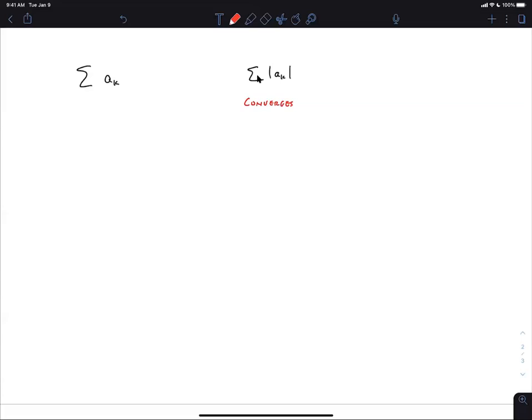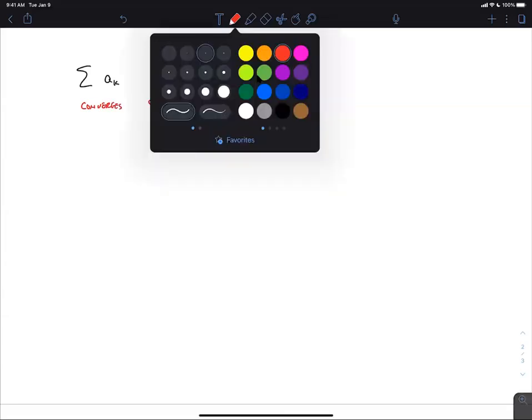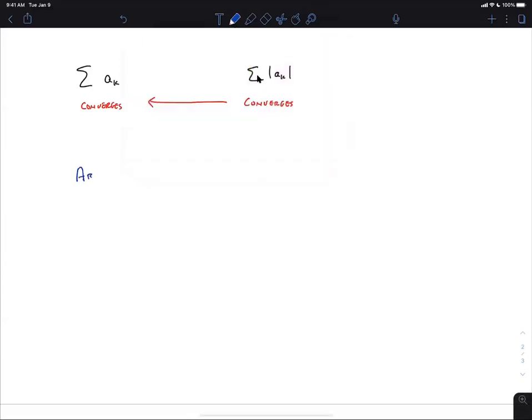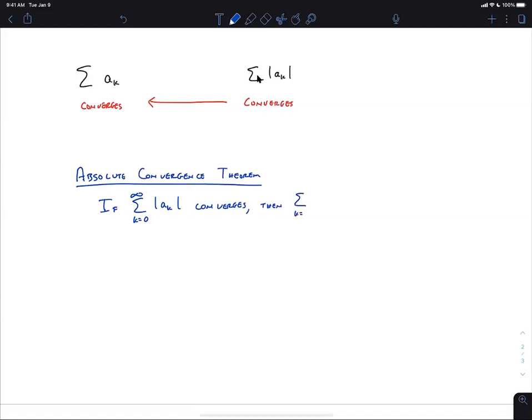So the idea is that if the absolute value converges, then the original series converges. That is a theorem that we call the absolute convergence theorem. What it says is, if the infinite sum, k equals 0 to infinity, of the absolute value of AK converges, then the sum k equals 0 to infinity of AK converges. And we'll use that a good bit.